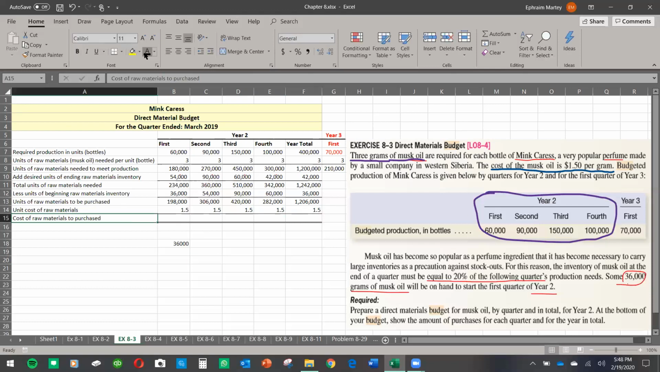And now what we will do to finish everything is calculate the number of grams of musk oil we will need, multiplied by the price. 297,000, and then we just drag everything all over, and it computes everything for us. Does that make sense? I hope it does. I know it will. So this is the end of our direct material budget.